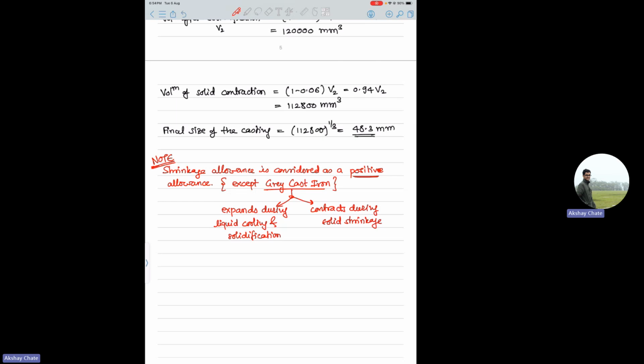So basically, it may happen that for gray cast iron, instead of getting total contraction, you will get total expansion. In that case, it becomes a negative allowance. So you have to give a lesser size than you actually want. But that is especially for gray cast iron. And there are some problems on this also. Okay, I'll just tell you. I saw some previous year problems. Let me just check.